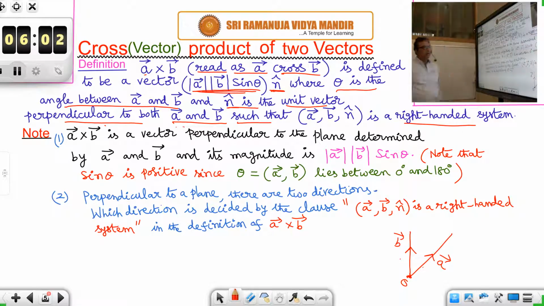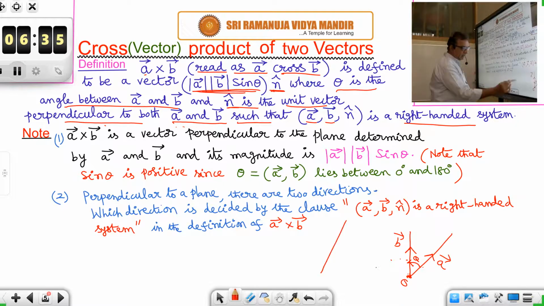A bar, B bar, n cap is a right-handed system. For example, here if the vectors are like this, A bar first vector, B bar second vector, from first vector to second vector through an angle which is less than 180, if you fold your fingers, the thumb is pointing this side where you are standing in front of the plane. So C bar must come towards you. It must be perpendicular to the board, coming towards you. Okay, that is how it is decided.